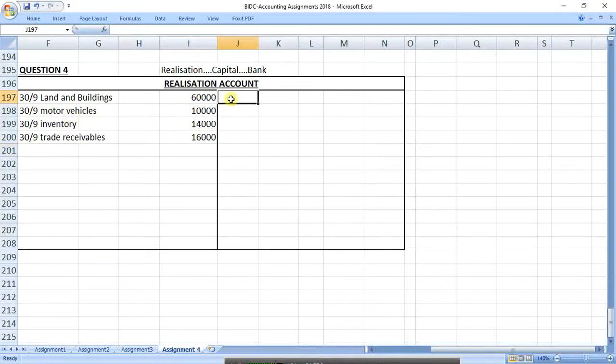Liabilities. How do we close off a liability? By debiting it. So if I debit the liability, I'm going to credit this account. So 30 of the 9. What is the first one? Trade payables. Okay, trade payables amount.